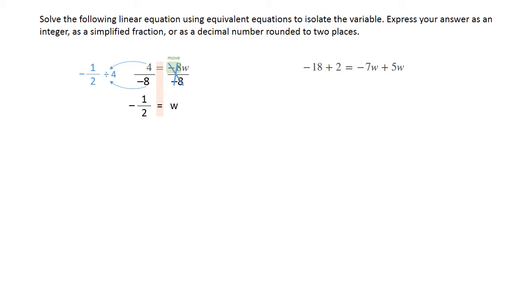The equation on the right has some like terms, so you're going to zero in on the equal sign, and you'll notice that you have some like terms on the left side, and you also have some like terms on the right-hand side. So we want to put those together first before we do anything else. So you're going to do exactly what you see. -18 plus 2 is -16, and -7w plus 5w is -2w. Your equation becomes -16 equals -2w.